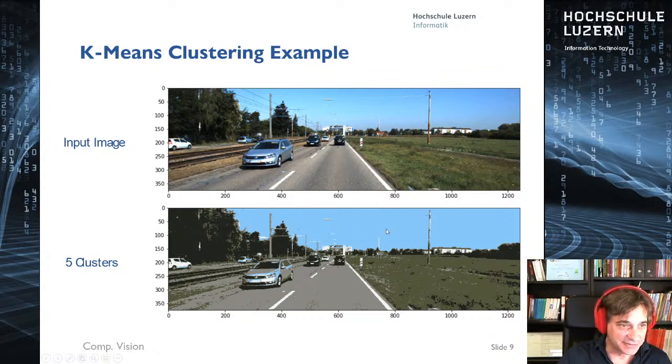You have the sky, which is probably detected as one cluster. You have the road that is detected as one cluster. But of course, with the different cars, with different colors, there were not enough clusters to separate all those cars into different clusters.